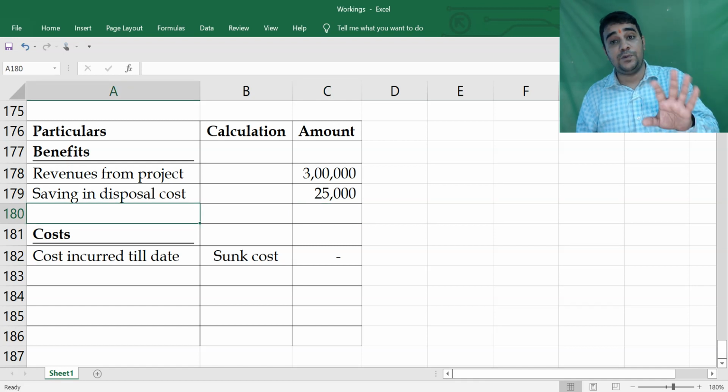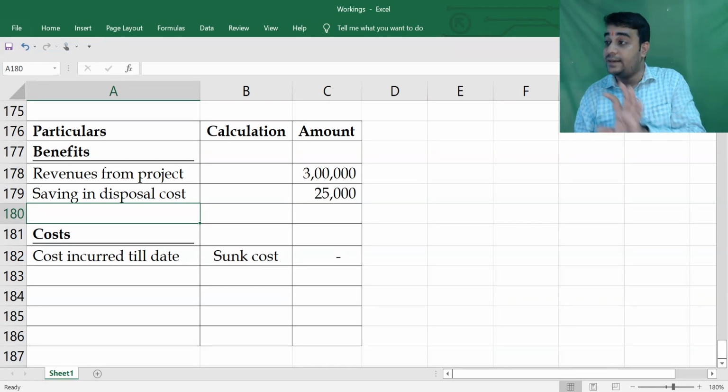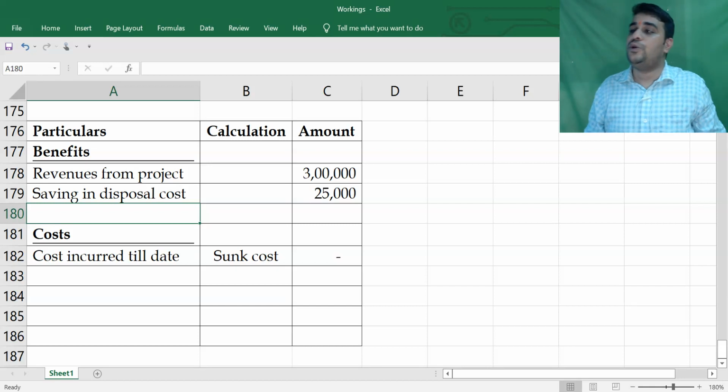So this is a situation where, if you go by your book accounting, you will say 90,000 is the cost, but the real cost is minus 25,000. Because if you are not using this material on the contract, you will have to dispose it.